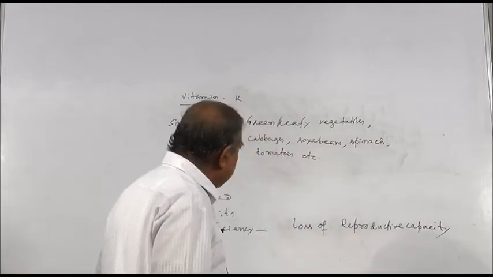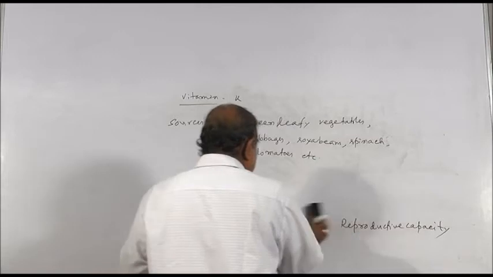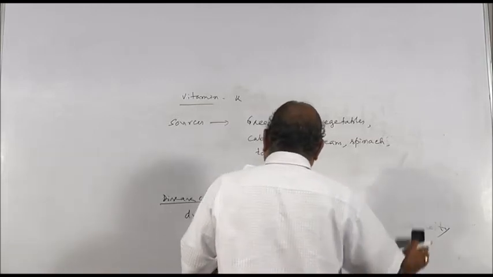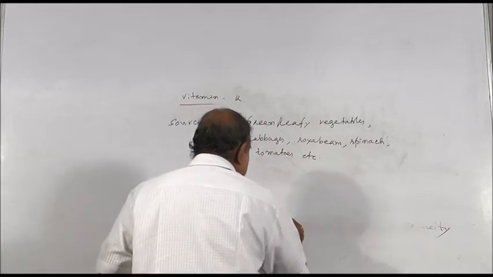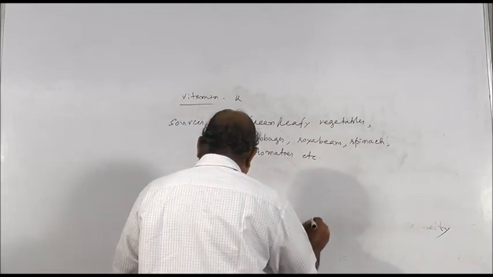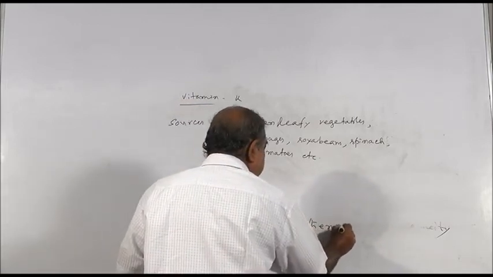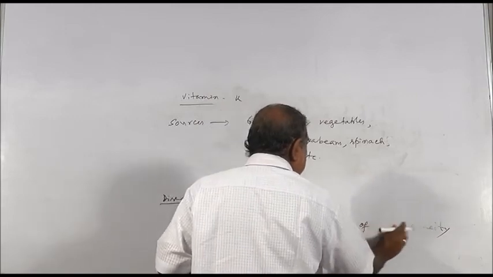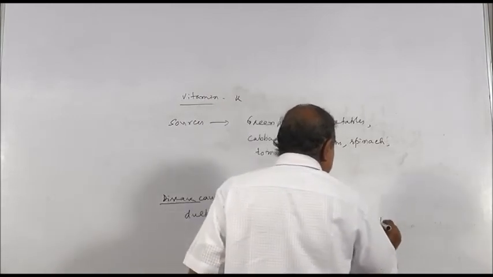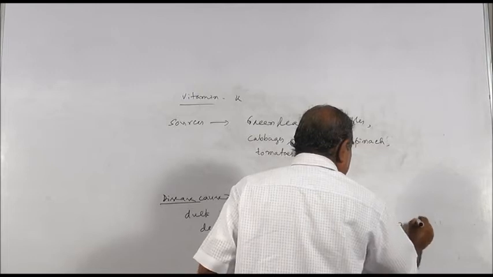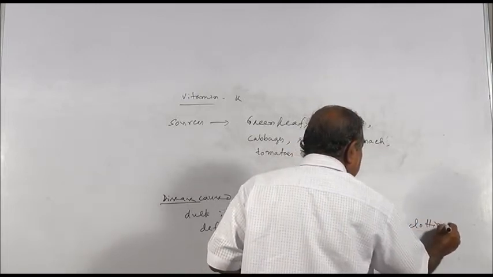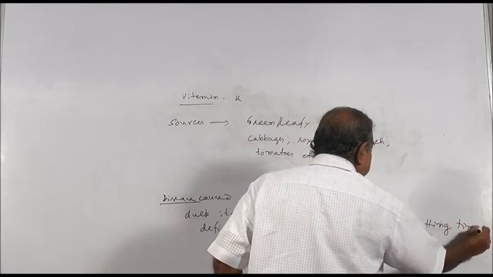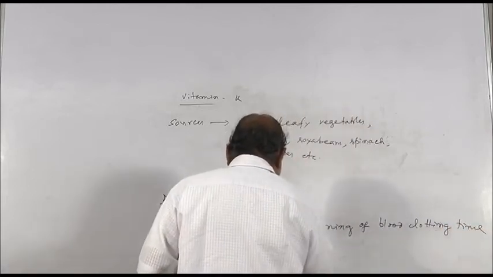Deficiency of vitamin K causes lengthening of blood clotting time. It also causes hemorrhage.